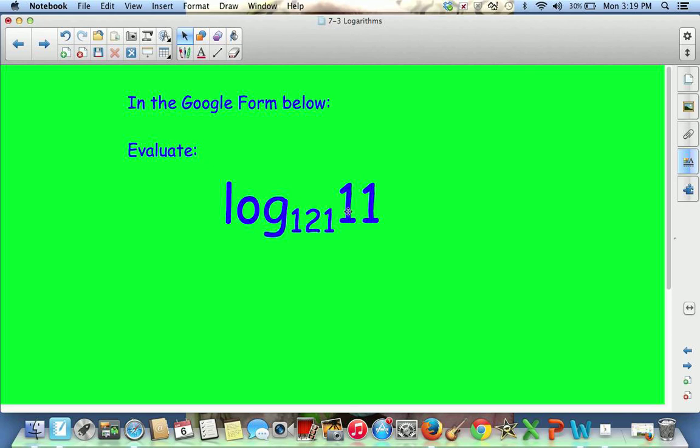So in the Google form below, I want you to go ahead and evaluate this. Just type in the number that you see or that you think is the answer.